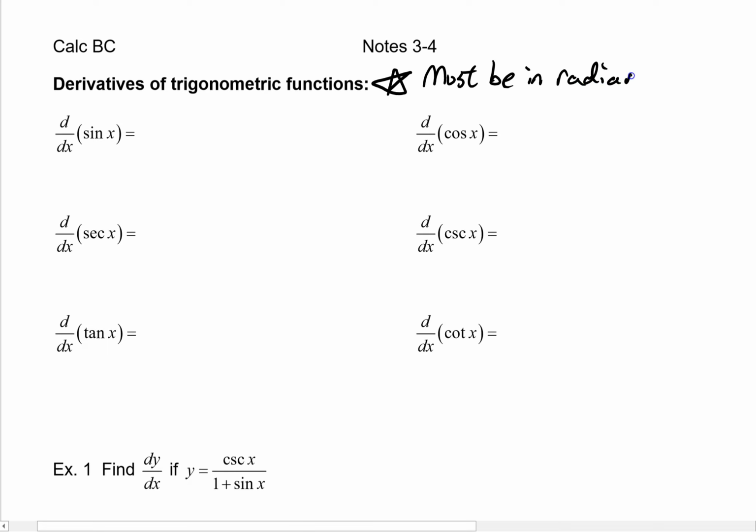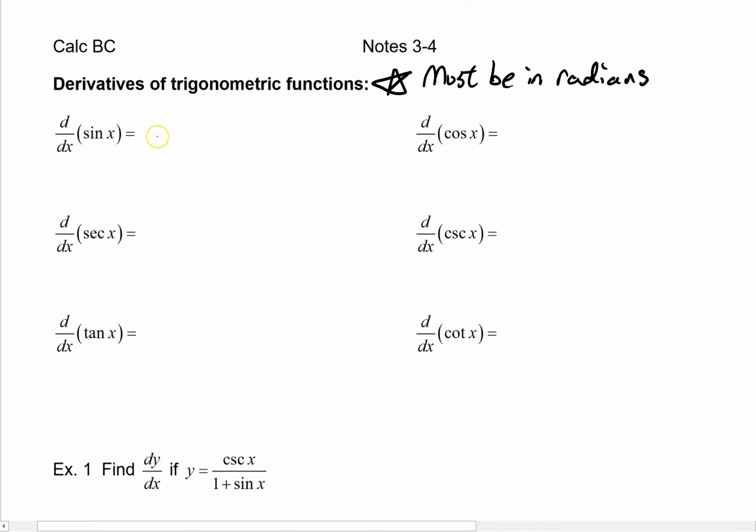Everything that you're about to see here, the 6 derivatives of trig functions, works with the assumption that your function is currently in radian mode. In other words, if we were in degrees, what you were about to see would not be true. We'll address that further on. Hopefully you've already seen this.